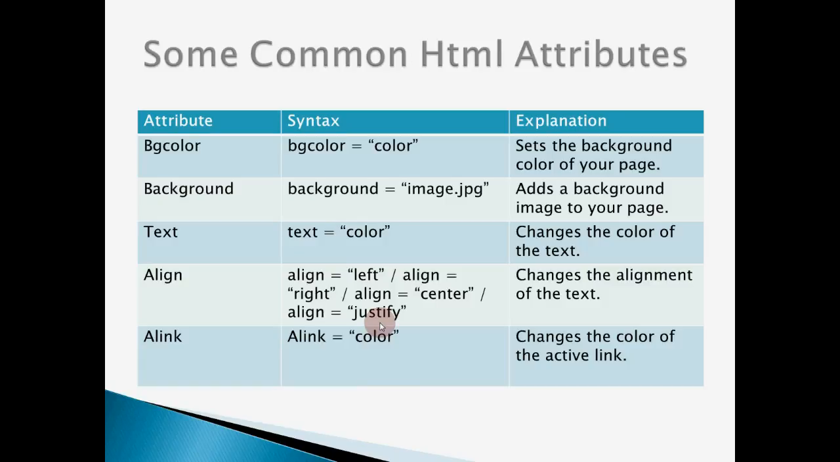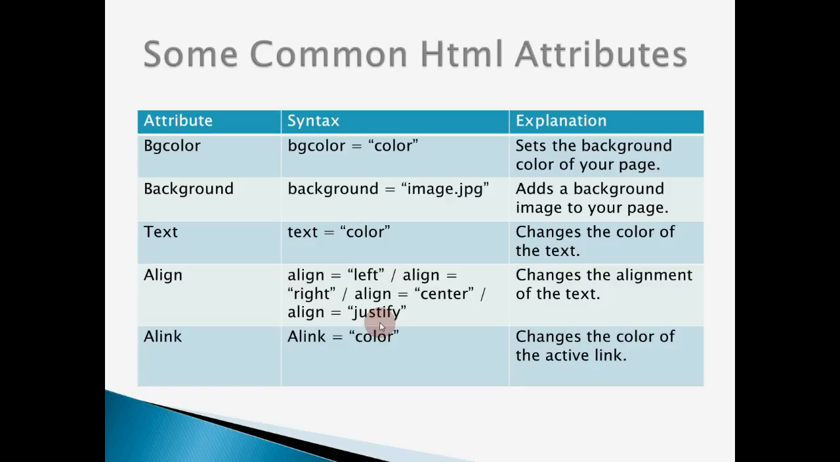Now some common HTML attributes. First is bgcolor. It sets the background color of your page. Next is background. It adds a background image to your page. Next is text. It changes the color of the text. Next is align. It changes the alignment of the text: left, right, center, justify, etc. Now next is alink. It changes the color of the active link.